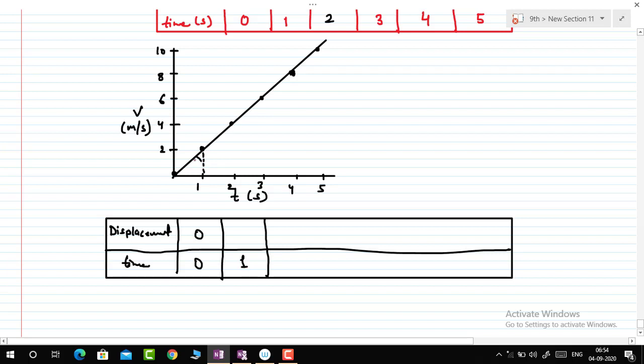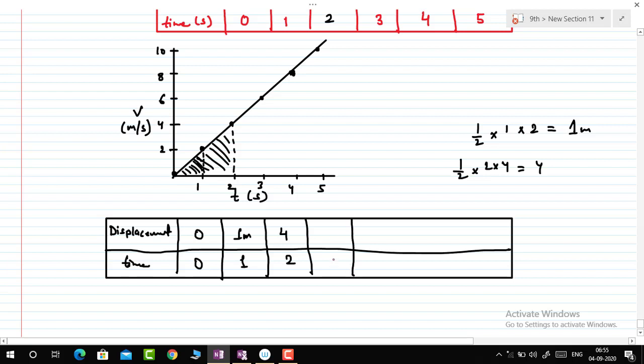This area is how much? It is the area of a triangle, that is half into base into height. So half multiplied by base. Base is 1 and height is 2. So we can get 1 meter. Similarly, for time equals to 2 seconds, we will find this entire area. So for this entire area, half into base. Base is 2 and height is 4. So we can write half into 2 into 4. It comes 4. So for time equals to 2 seconds, the displacement covered is 4 meter.